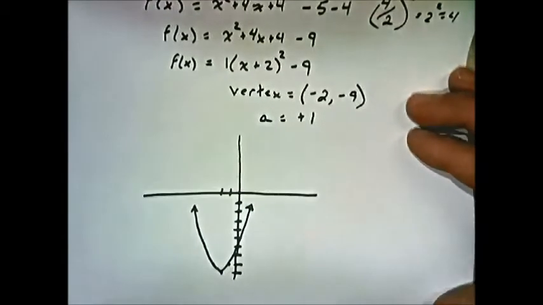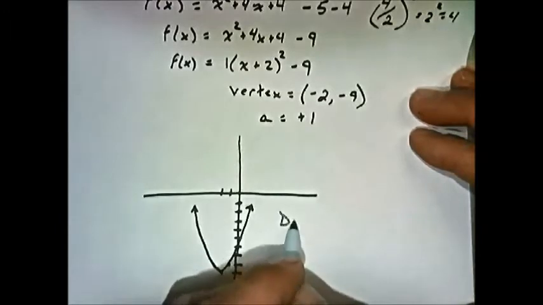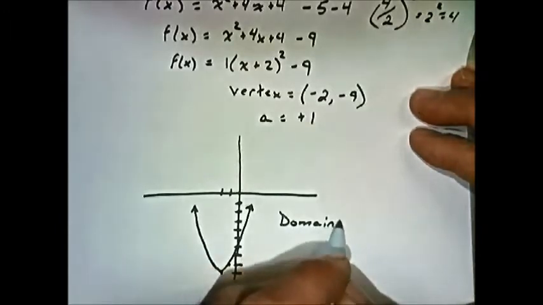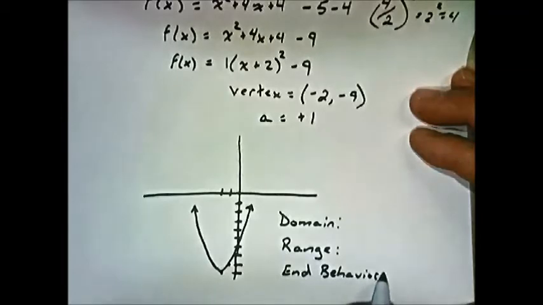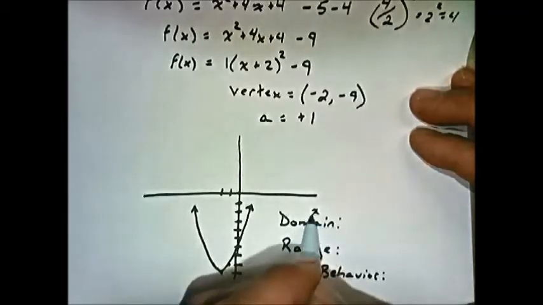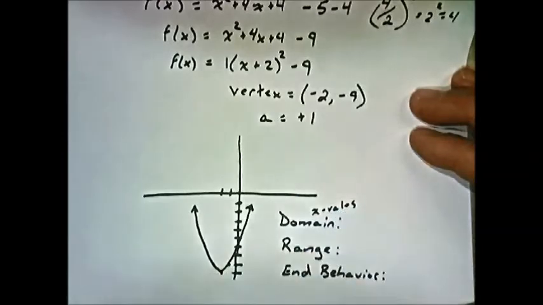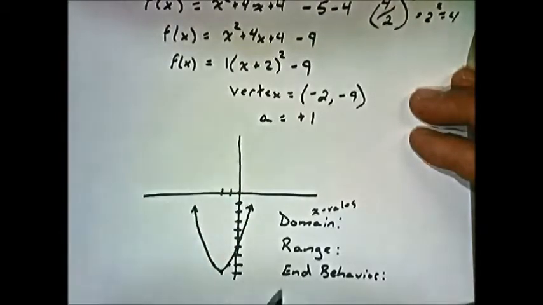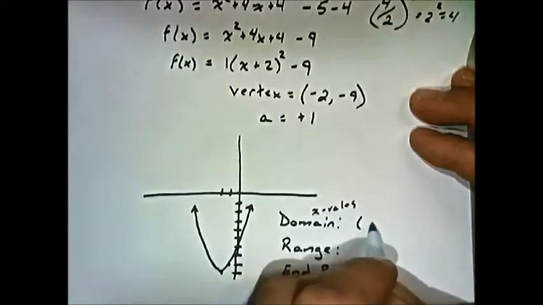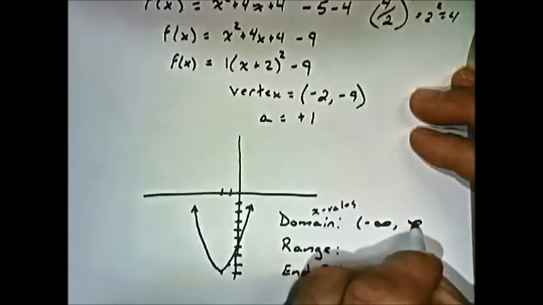The last thing we want to go ahead and label is my domain, my range, and also the end behavior. Domain, remember, is the x values. So in here, my x values, I can go from negative infinity all the way to positive infinity and see my graph with x values. So my domain, we say, is negative infinity to infinity.